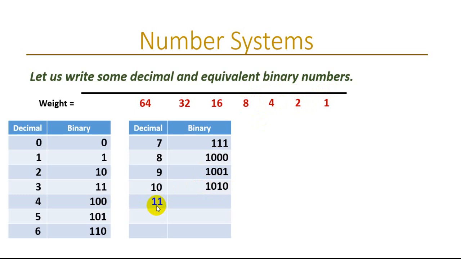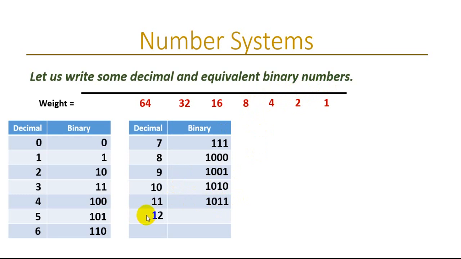Okay, let's go to 11. How do we put 11? Okay, we have one 8. Can't have 4. One 2. So 8 plus 2 is 10. Plus 1 is 11. So 1 0 1 1 will represent the binary 11, right?